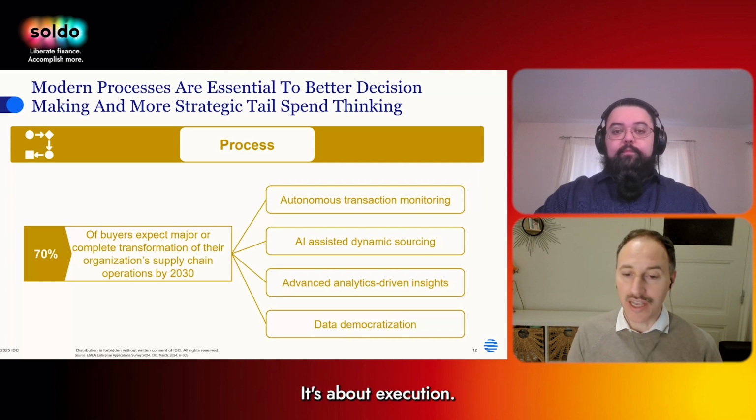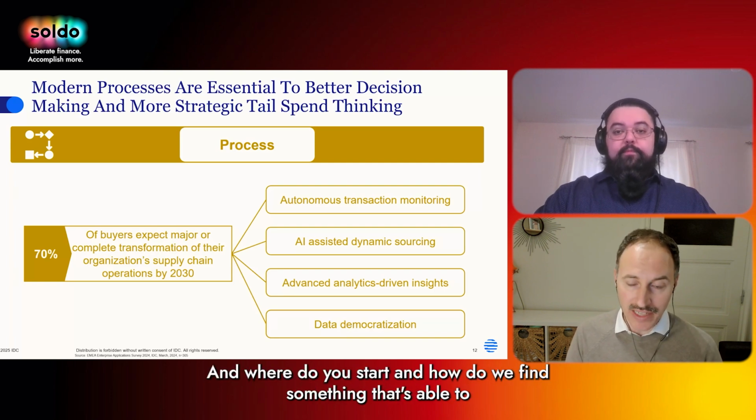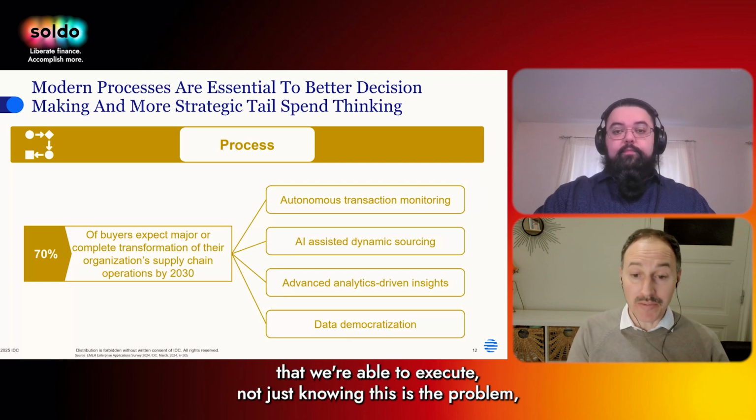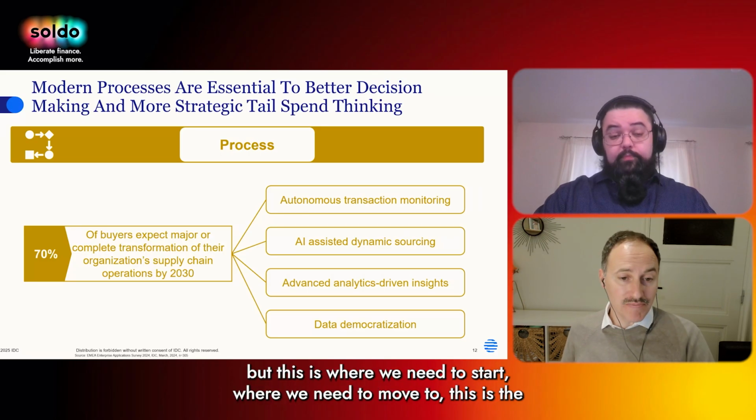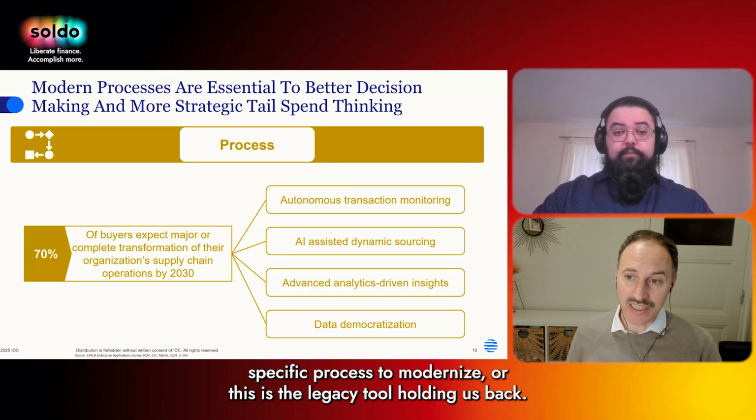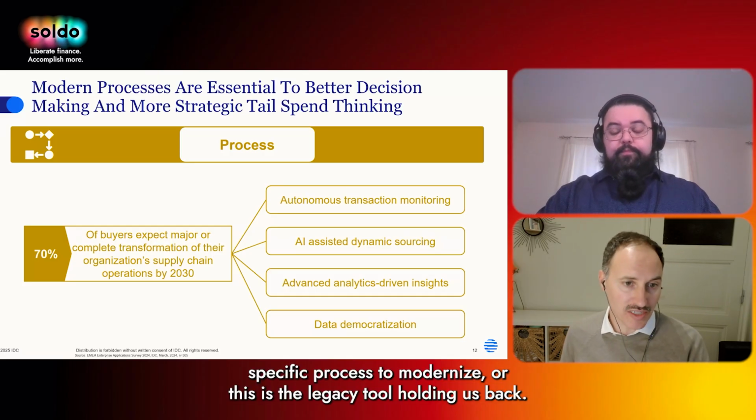It's about execution, and where do you start, and how do we find something that we're able to execute, not just knowing this is the problem, but this is where we need to start and where we need to move to. This is the specific process to modernize, or this is the legacy tool holding us back.